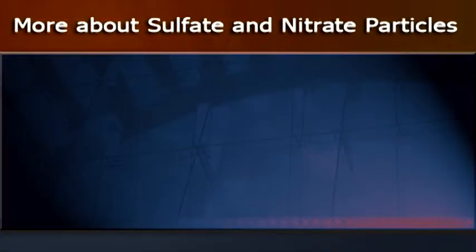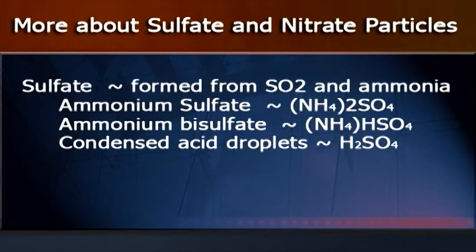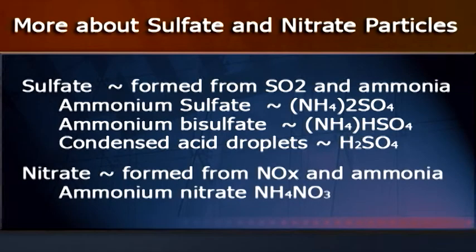Let's talk a bit more about sulfate and nitrate. Sulfate is mainly found in its fully neutralized form, ammonium sulfate. But if there's not enough ammonia available, it can be found partially neutralized as ammonium bisulfate. It's also found as sulfuric acid mist or droplets. Nitrate is formed from NOx and ammonia and is found as ammonium nitrate. What if there is not enough ammonia to react with all of the available SO2 and NOx? If SO2 and NOx are competing for the ammonia, it will react first with the SO2.